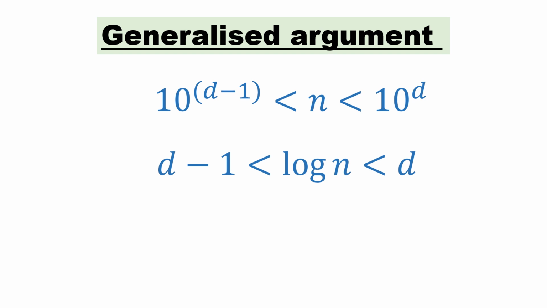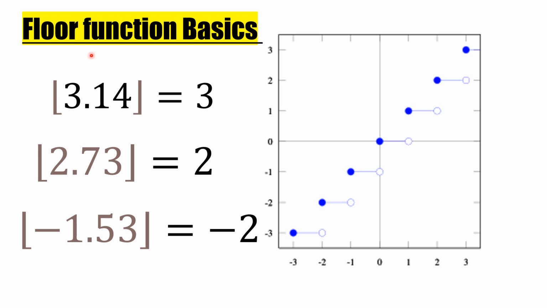Before we go further, we need a quick concept. The floor function. The floor of a number just means round it down to the nearest integer, no matter what. So the floor of 3.14 equals 3. The floor of 2.73 equals 2. And interestingly, the floor of negative 1.53 equals negative 2, because we always round down.